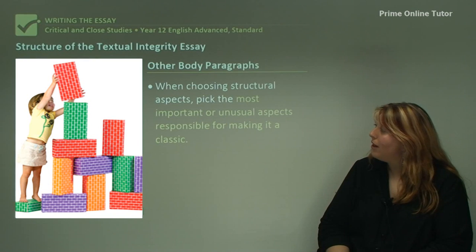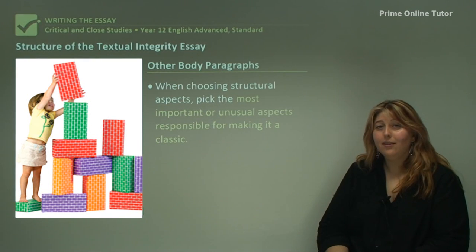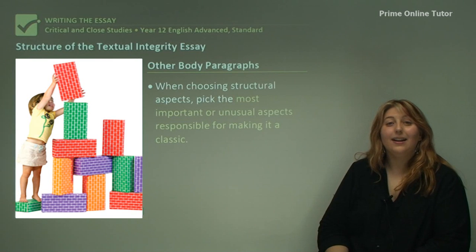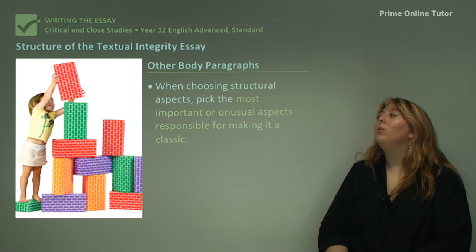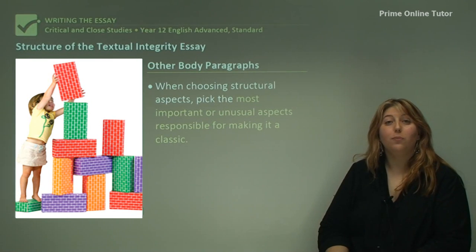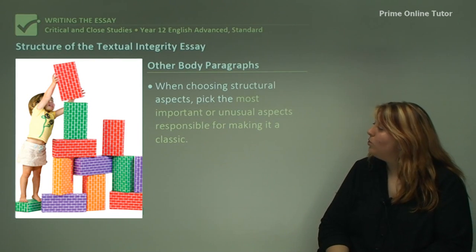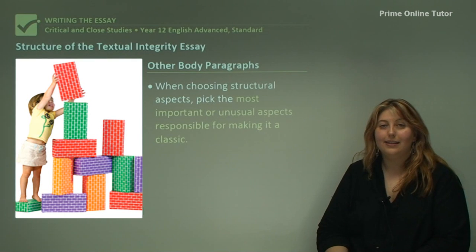When choosing structural aspects, don't talk about everything and don't talk about things if you have no idea what to say about them. Saying it has a structure is not interesting. You want to say it has a 5-act structure because it intensifies the sense of tragedy or something like that. So pick the most important or unusual aspects responsible for making it a classic.